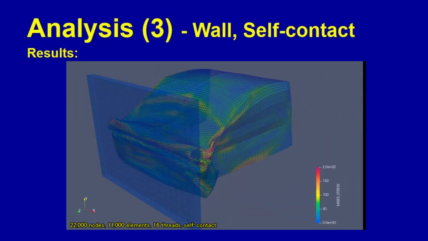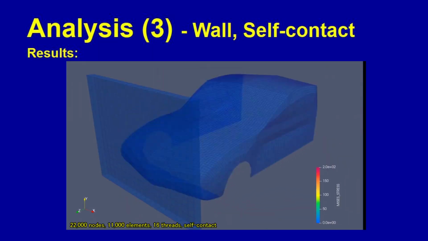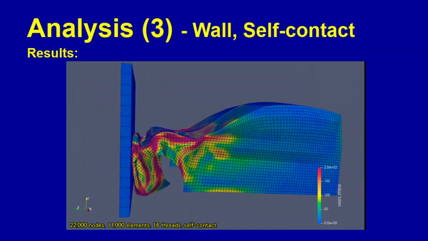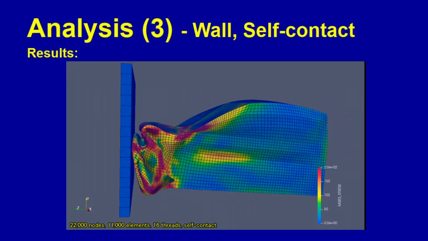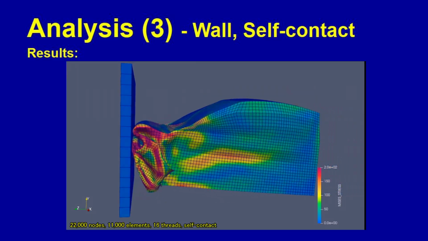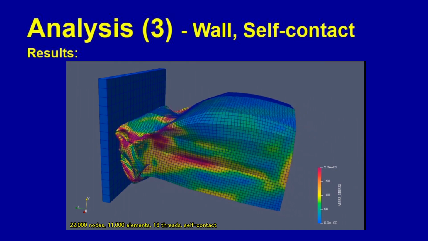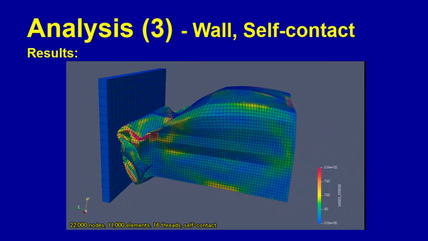Once we create the analysis model, we can try various analyses. For example, change the pillar to a wall and consider self-contact of the cavity. We can see the buckle deformation of the car front.